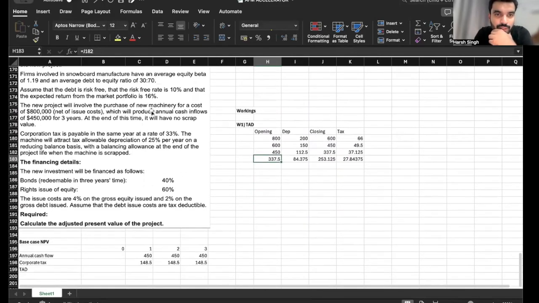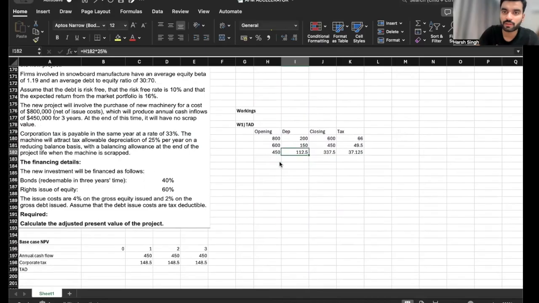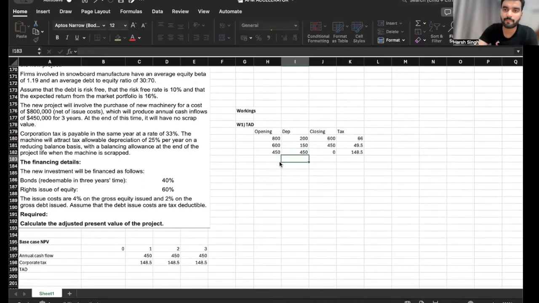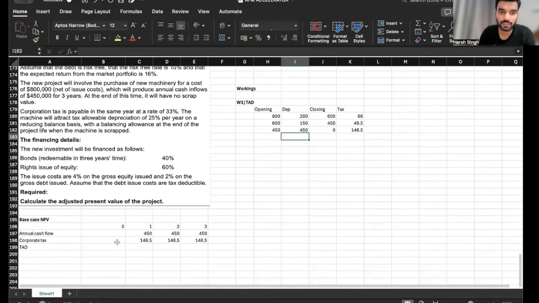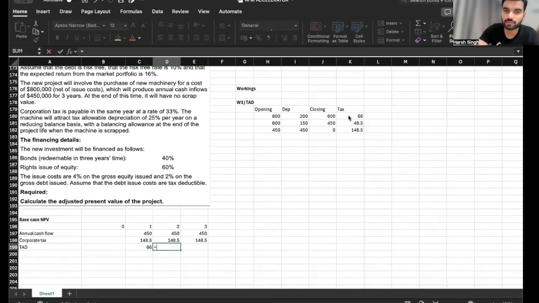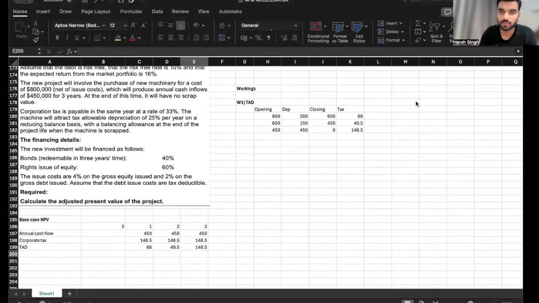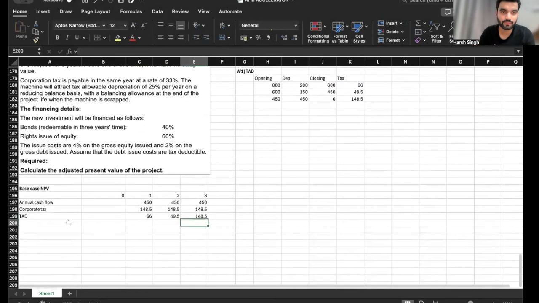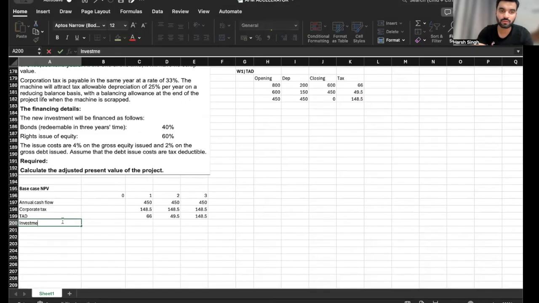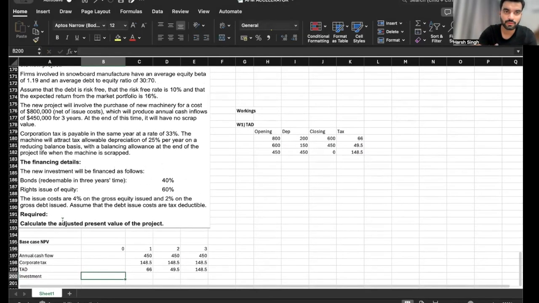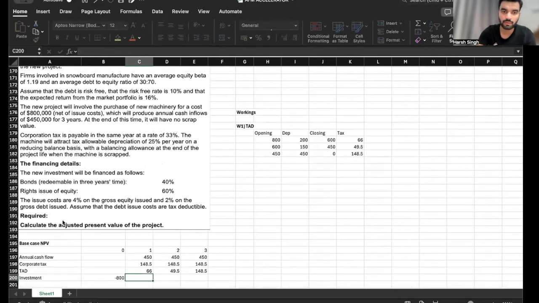The value at the end will have no scrap value. So in year 3 the value is going to be scrapped. Depreciation 450. Okay, so the tax level depreciation will be this amount.